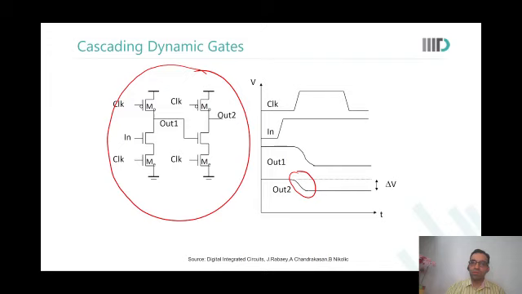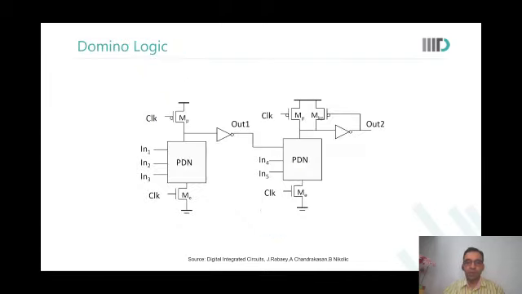So we can have other ways to cascade gates. Which is like, we already talked about, put an inverter in between. The inverter will solve the problem because transitions are now always 0 to 1. So 0 to 1 transitions are safe. No problems there. This is called domino logic.